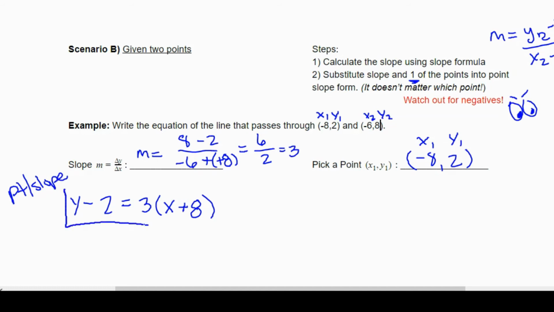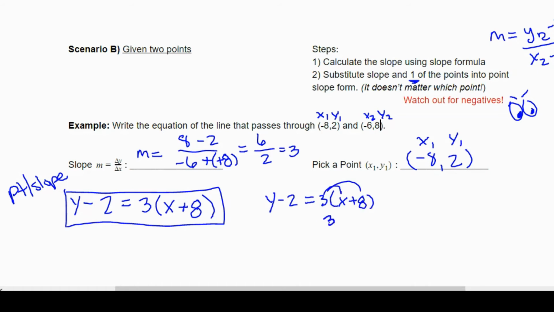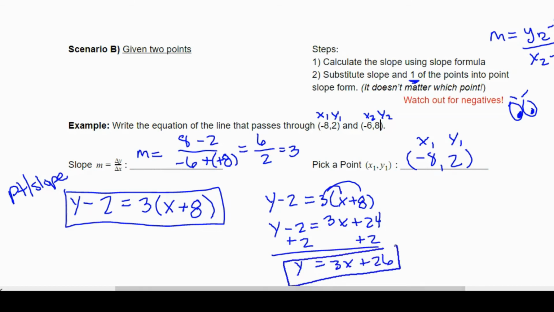If we wanted to turn this into slope intercept, we're going to do a few more steps. So let's go ahead and turn it into slope-intercept. So we have 3 times the quantity of x plus 8. We have to distribute. So then this becomes 3x plus 24. And the last thing we have to do to make it y equals mx plus b is to move this 2 by adding it to the other side. So we have y equals 3x plus 26. This is our slope-intercept form of the equation of the line.